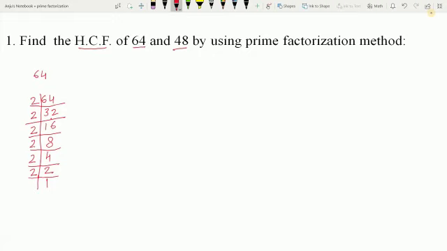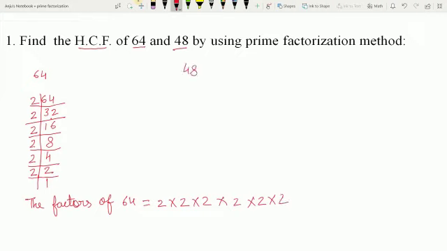So students, these are the prime factors of 64. Now here we write the factors of 64 is equal to 2 into 2 into 2 into 2 into 2 into 2. Now let us do the prime factorization of 48.